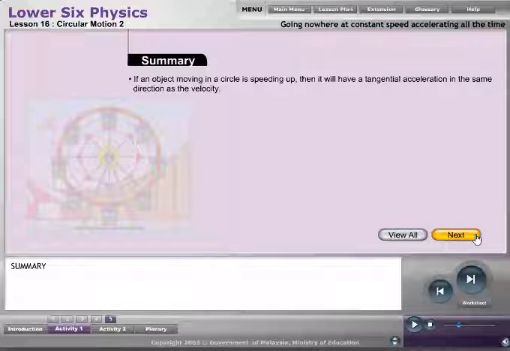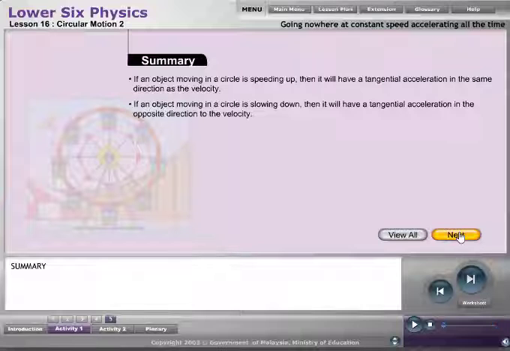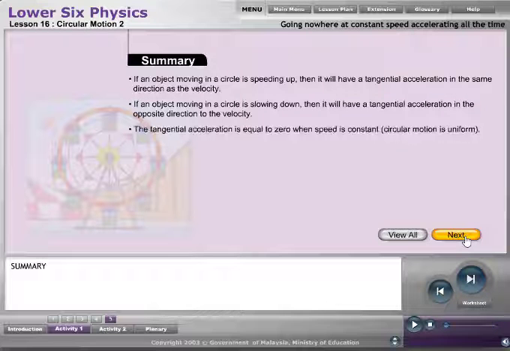Summary: if an object moving in a circle is speeding up, then it will have a tangential acceleration in the same direction as the velocity. If an object moving in a circle is slowing down, then it will have a tangential acceleration in the opposite direction to the velocity. The tangential acceleration is equal to zero when speed is constant. Circular motion is uniform.